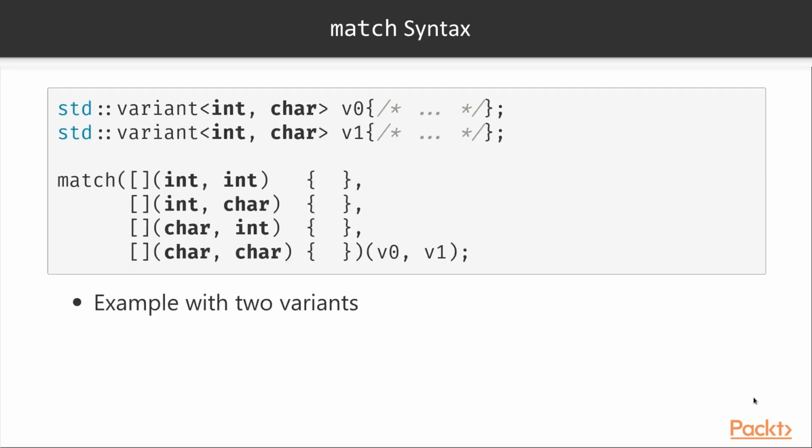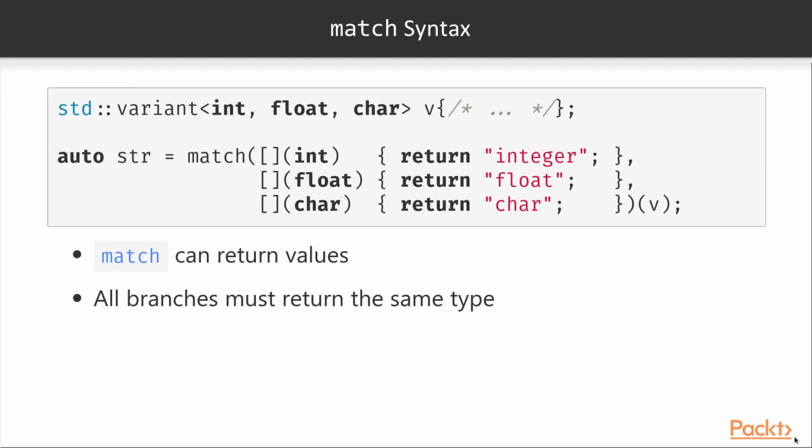As we've seen previously, match can also be used with multiple variants. In this case, the set of lambdas must be exhaustive for every combination of the variant alternatives. And in the second invocation, you can pass multiple variants at once. This will perform the correct multiple dispatch.